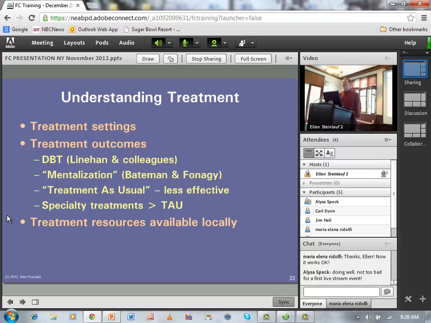I really want the mentalization folks to do some research on the current version of it because it's such an open question whether it's going to look the same. We just don't know.